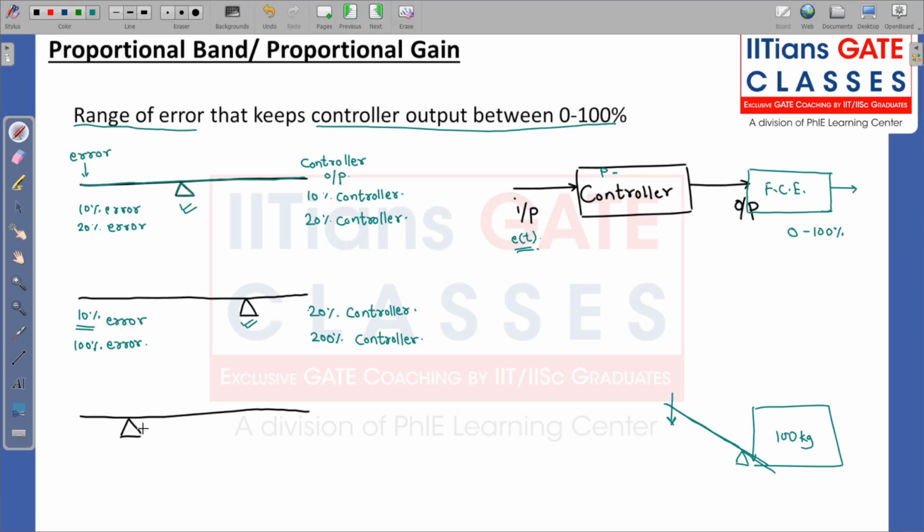So that means Kp over here is about double. Now suppose I have shifted my fulcrum towards the left. A 10% error will now cause a 5% change in controller output. We can understand this: suppose this is a 100 kg load and I keep the fulcrum someplace over here. A very huge amount of force is needed to shift this 100 kg load. So for a 10% change in error, we have a 5% change in controller output. A 100% change in error will cause just a 50% change in controller output. So in the previous case Kp was equal to 2, and in this case Kp is equal to half.